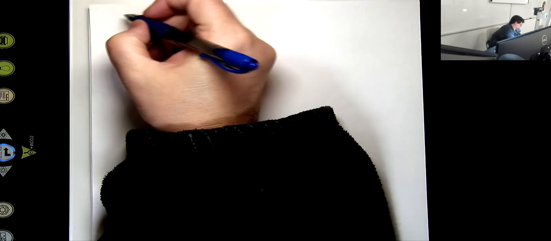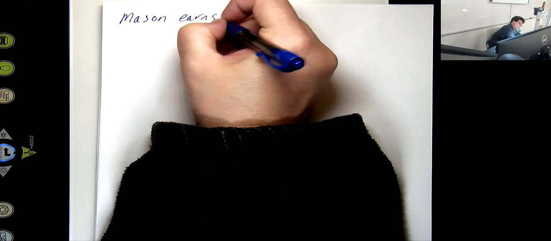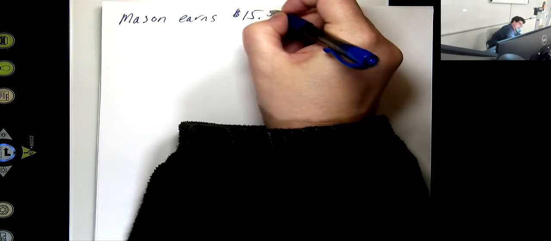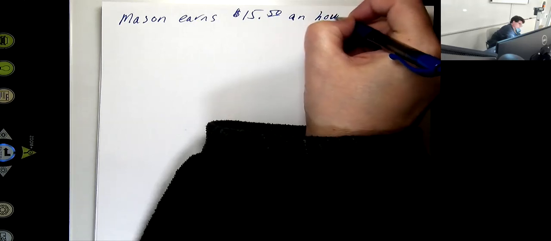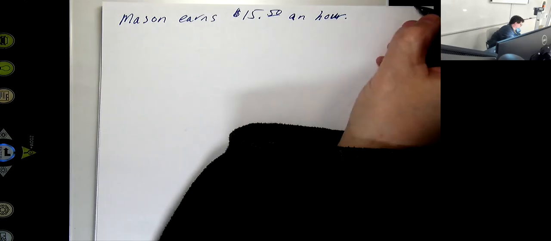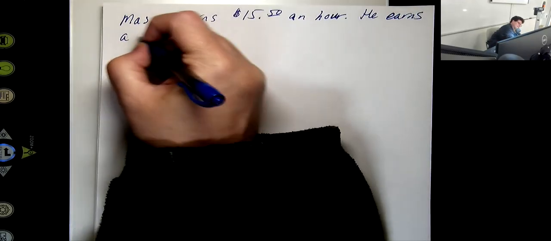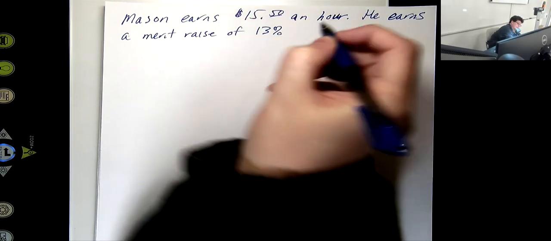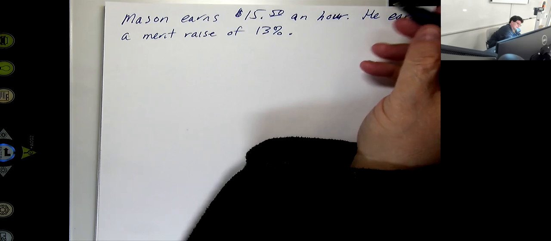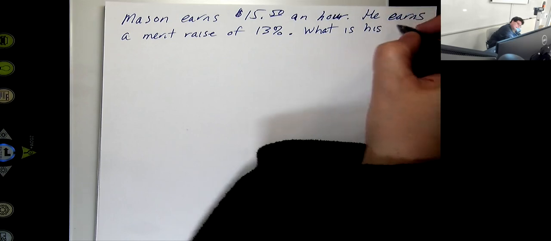All right, Bob. No, we're using your actual name here. Mason earns, not the government name, $15.50 an hour. Got me 50 cents over, thank you. He earns a merit raise, which is a shock, of 13%, which is a good raise. What is his new hourly pay rate?